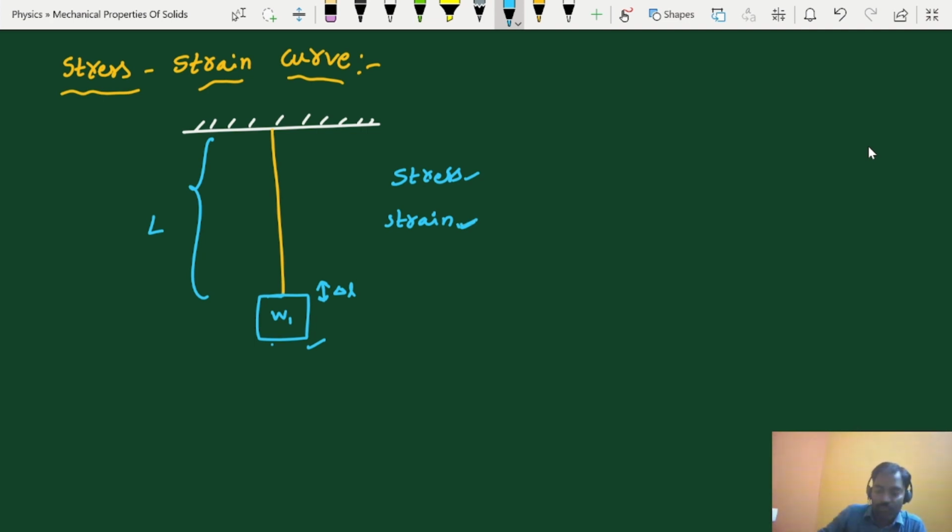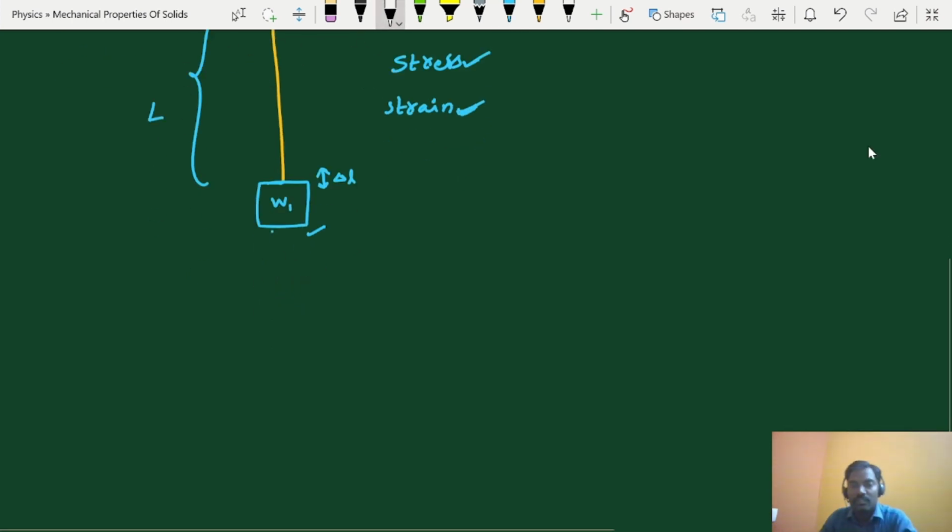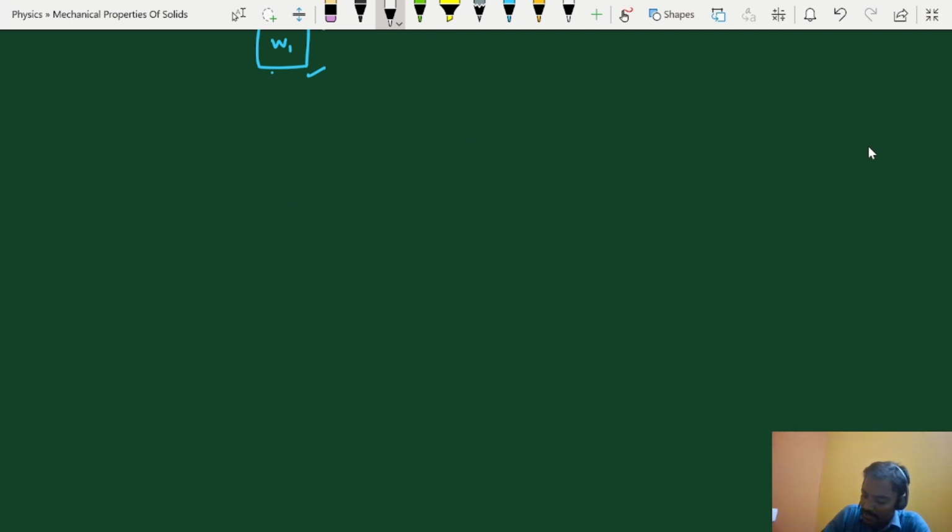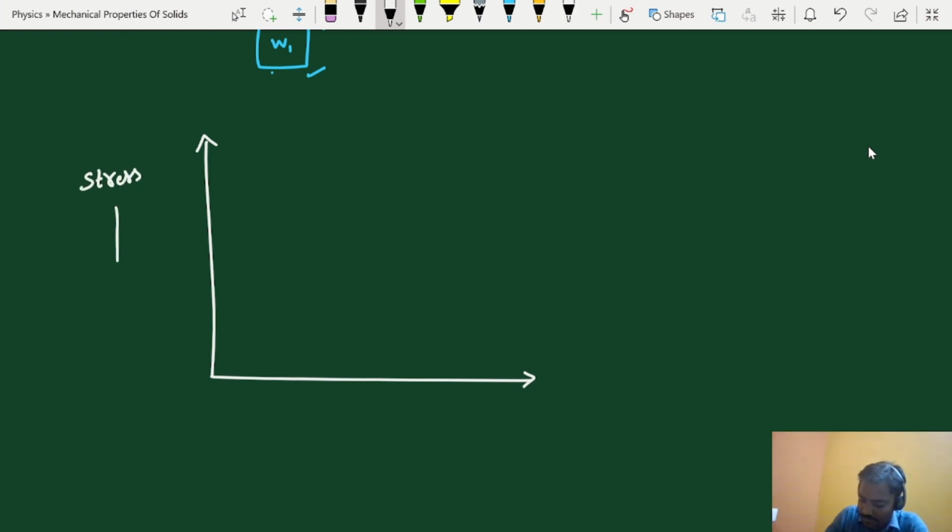If you perform this experiment and note down the data and then draw a graph between corresponding values of stress and strain, it is as follows. Say here, stress is taken along the y-axis, strain is taken along the x-axis. Right, students?